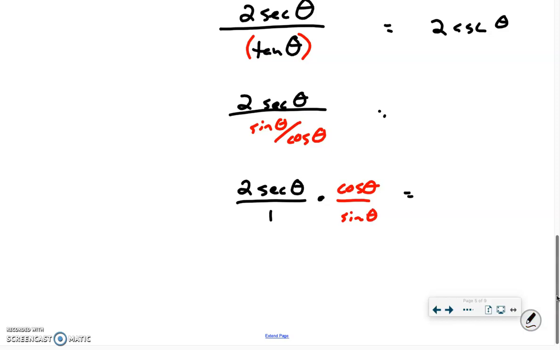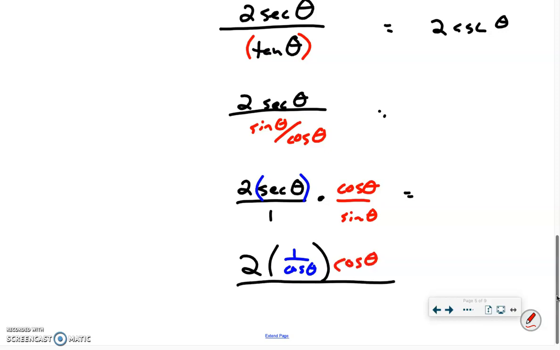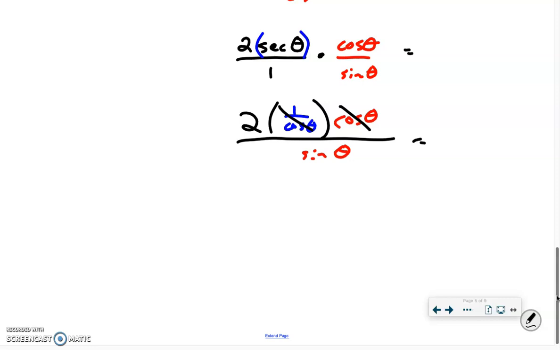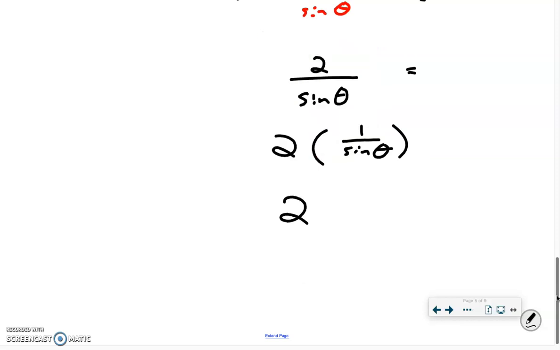And like I said, we're just inching closer and closer. If we're in the business of changing some terms up, that's going to put me at, well, secant is merely 1 over cosine times cosine all over sine, like this. And in the numerator, 1 over cosine and cosine, they take care of one another. That leaves me with 2 over sine theta, at which point we could rewrite as 2 times 1 over sine theta. And finally, we're there because 1 over sine theta is cosecant of theta.